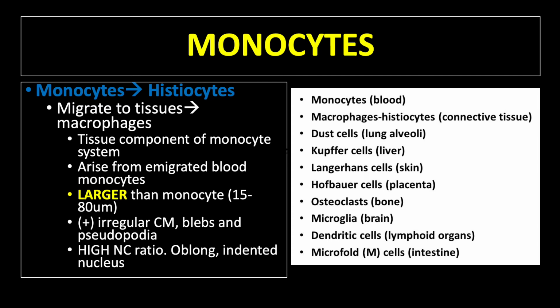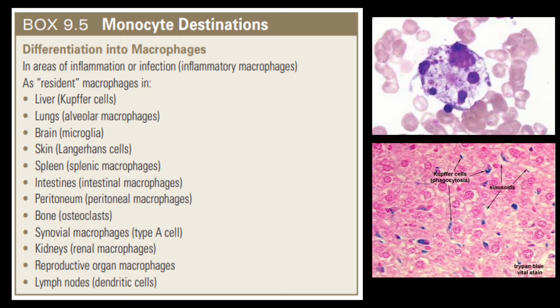So I'm expecting you to memorize this one from blood up to the intestine, the names of the monocyte or the macrophages. So this table is lifted from your Rodak. So this would be the monocyte destination, and then the different names in the different locations in the body. So we have liver, Kupffer cells. In the lungs, we have alveolar or dust cells.